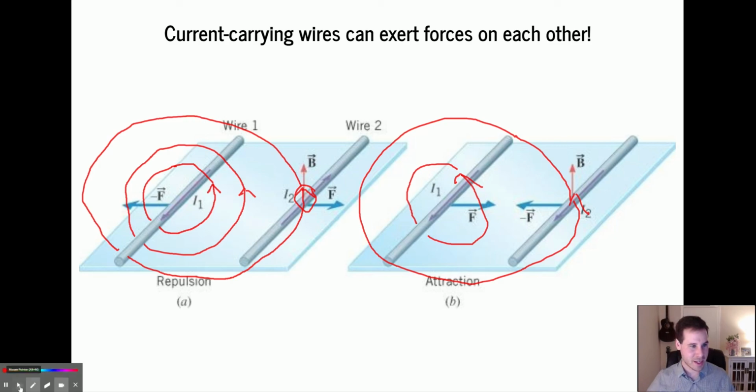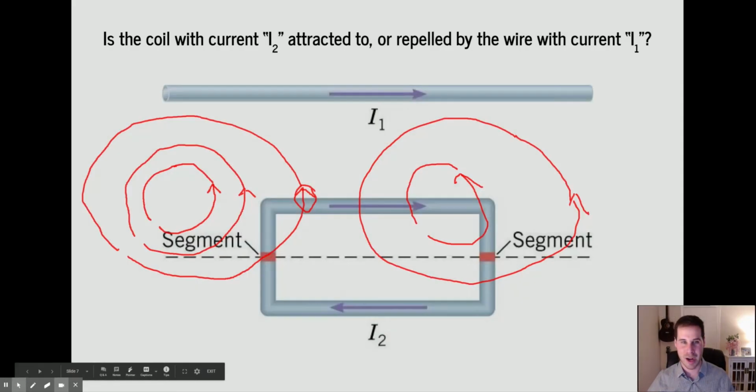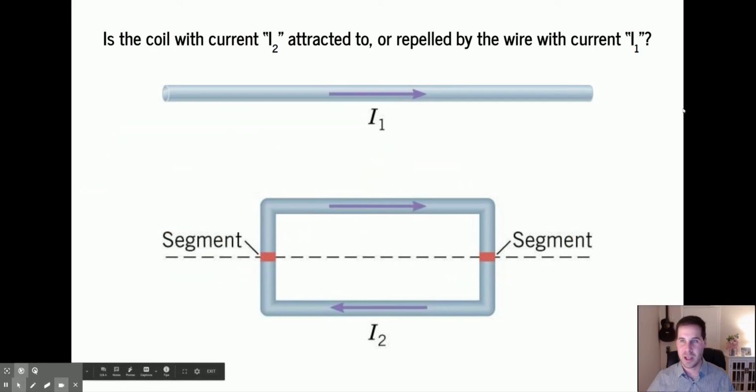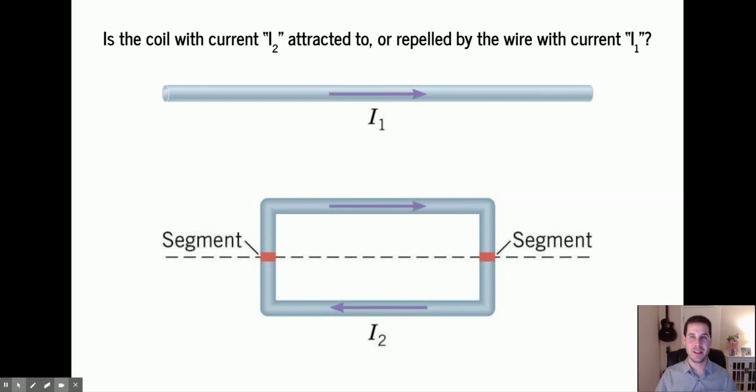So that's going to take us, I think, to the final little problem here. And let me clear the screen. Okay, so here's the final slide for this presentation. It says, is the coil with current I2 attracted to or repelled by the wire with current I1? So let's look at this diagram and break it down a little bit.